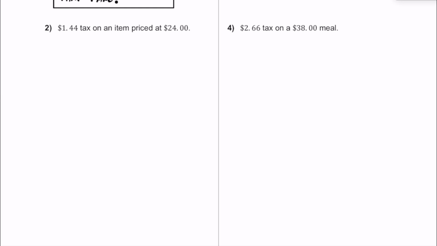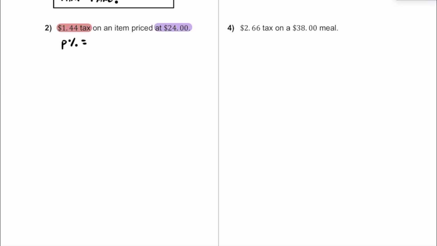I guess we want to figure out what percentage is this tax. So first of all, tax is never going to be the entire amount of the item. That would be a little bit strange, right? But the entire item looks like it's going to be $24, and we're going to be figuring out what percent is that tax on this item here.